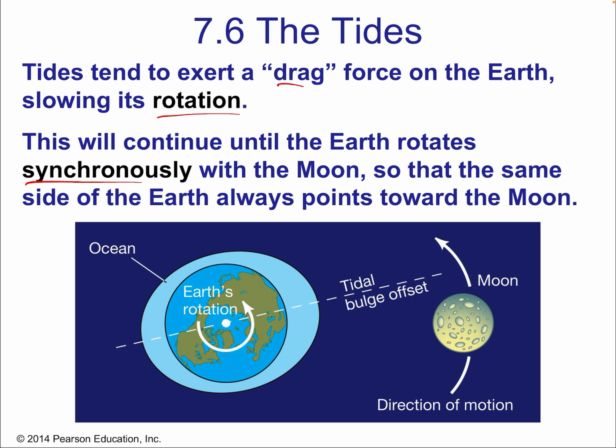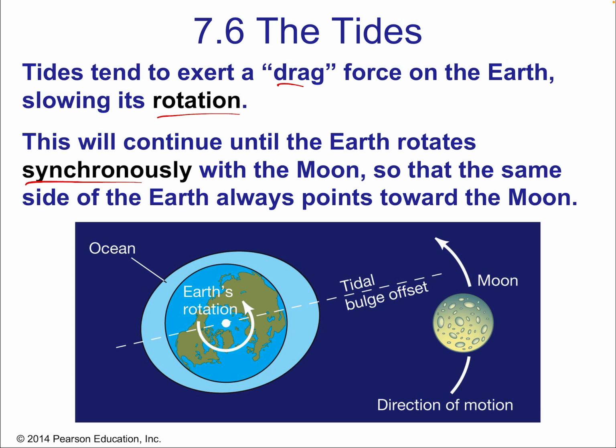So that means that the same side of the Earth will always point towards the moon. That means that only one side of the Earth will actually see the moon. We won't see the moon rise and set anymore. There'll be one location on Earth where you can see the moon permanently in the sky. You won't be able to see it much during the day. It'll be kind of washed out by the sun. And then everywhere else on Earth, you won't be able to see the moon.